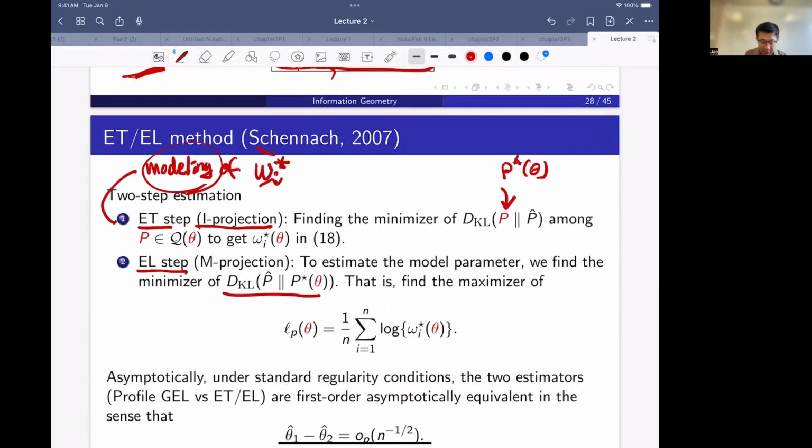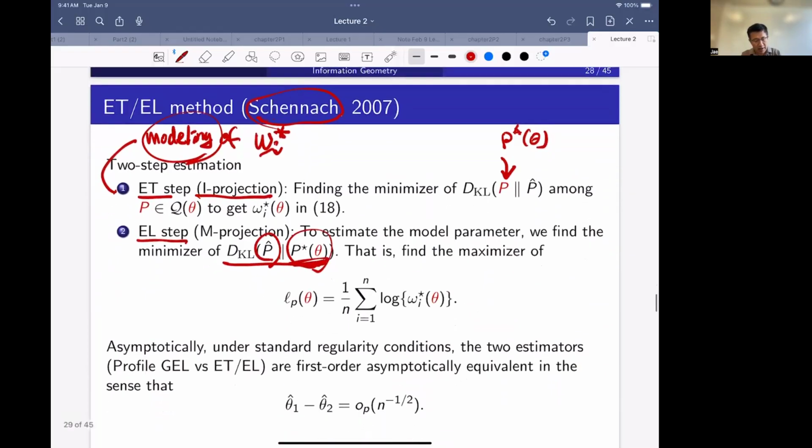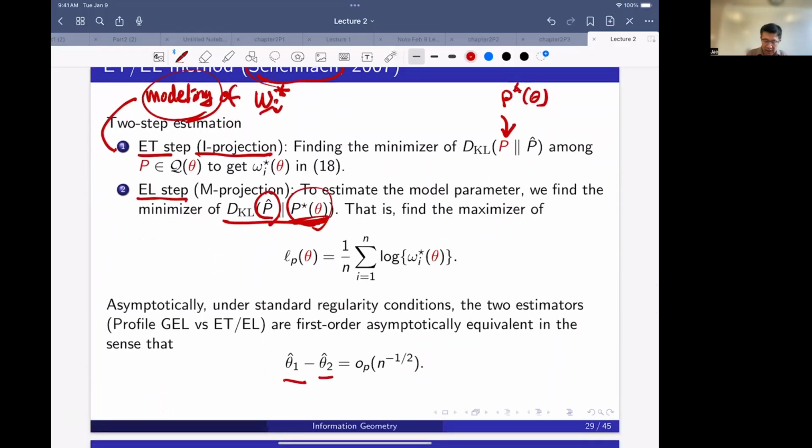Another way proposed by Shenak is to reverse the relationship here and then minimize. Because if you reverse it, then it becomes an M projection. Remember. So try to do something similar, close to M projection, MLE type estimation. It turns out that these two methods are different in the second order, but equivalent in the first order. Okay.